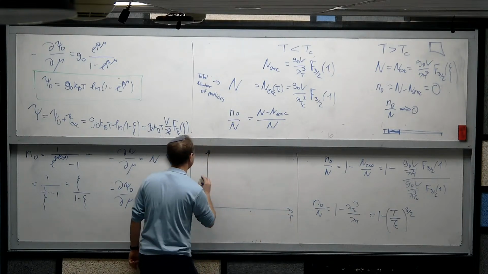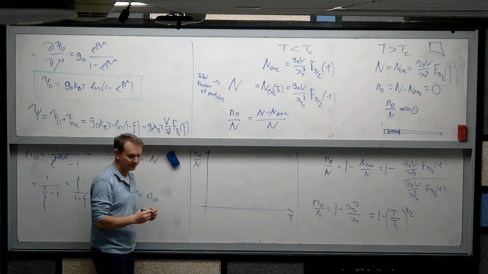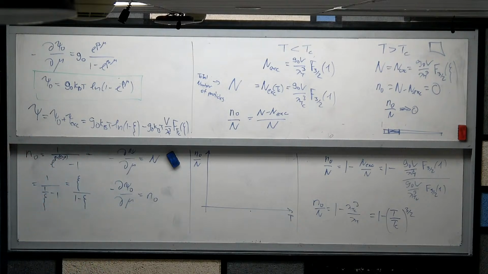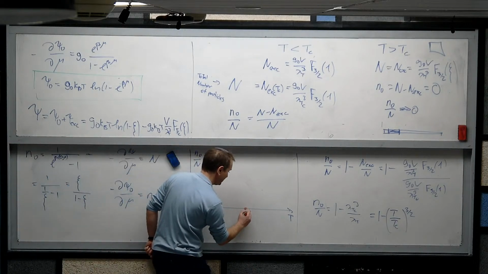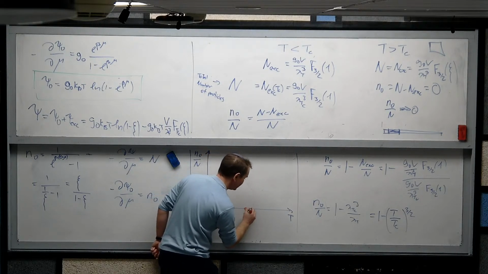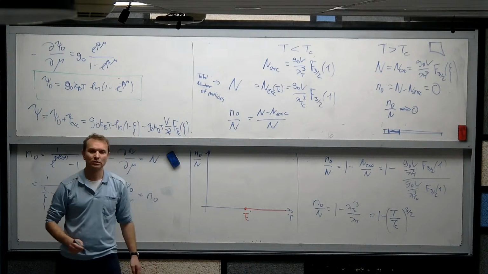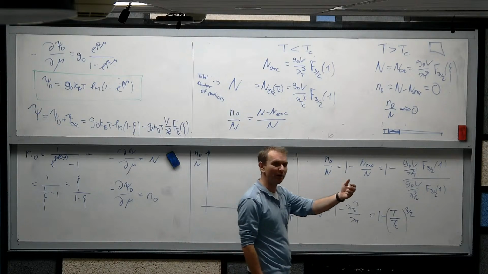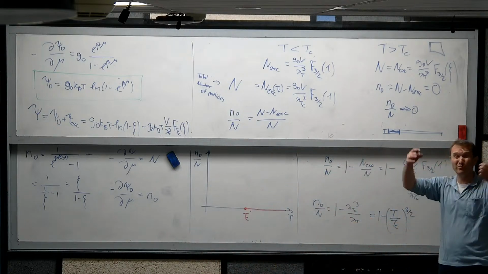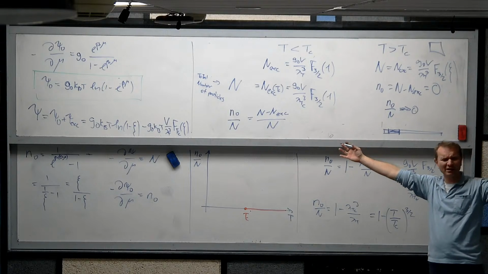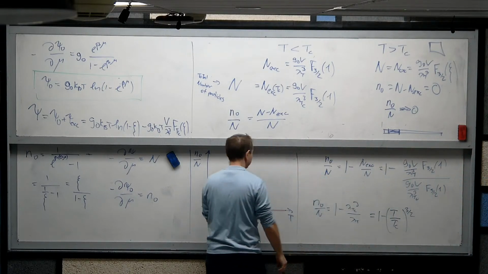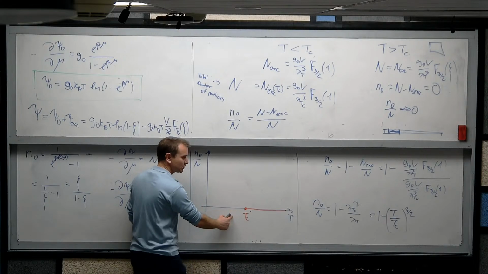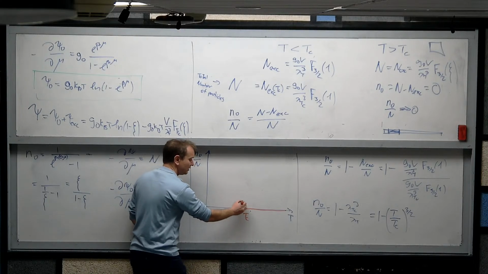This is temperature. This is n0 divided by n. For T larger than Tc, it's basically 0. Why? Because there is no condensate, and the portion of the number of particles in a single state, out of an Avogadro number of particles, is basically 0. But as we cross the temperature, this condensate starts to appear. This is what we're getting at.